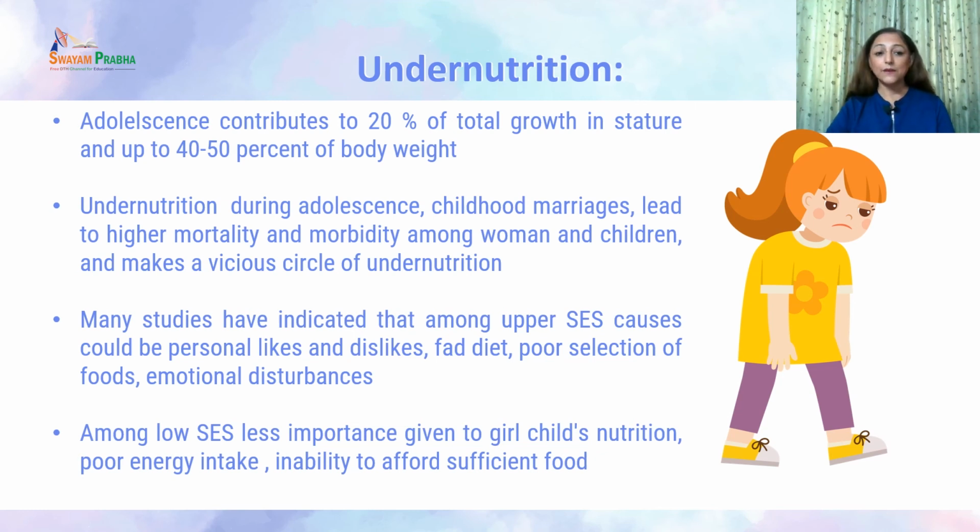But among the low socioeconomic strata, it is more common in girls who are not as preferred when compared with the male siblings. So the focus is on the nutrition of the male child. And along with that, poor energy intake by these girls or inability to afford sufficient food could be reasons for this undernutrition. Therefore, participating in the midday meal program and getting the benefit of that, along with choosing some low cost nutritious foods, can be really helpful in this case.